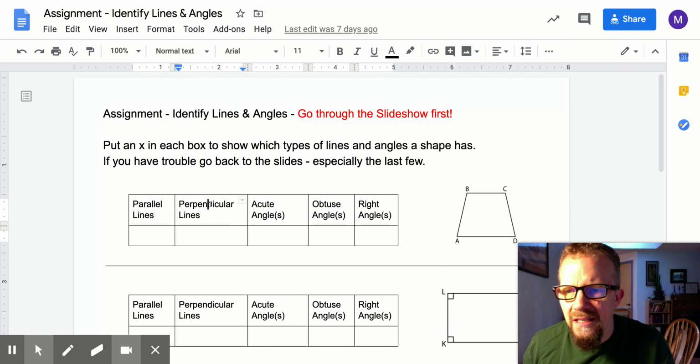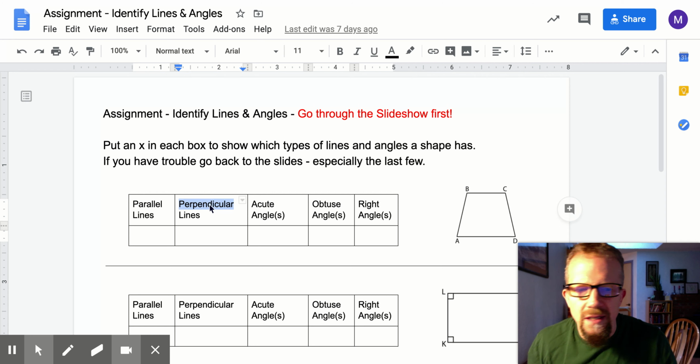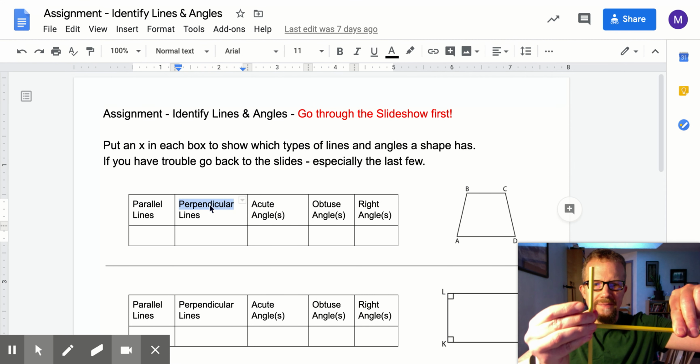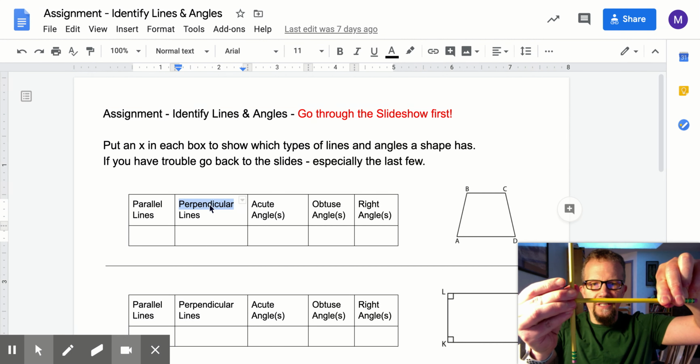Let's look at perpendicular. Perpendicular. We make a T. We can turn it, okay? Perpendicular. They're running straight into each other, okay?